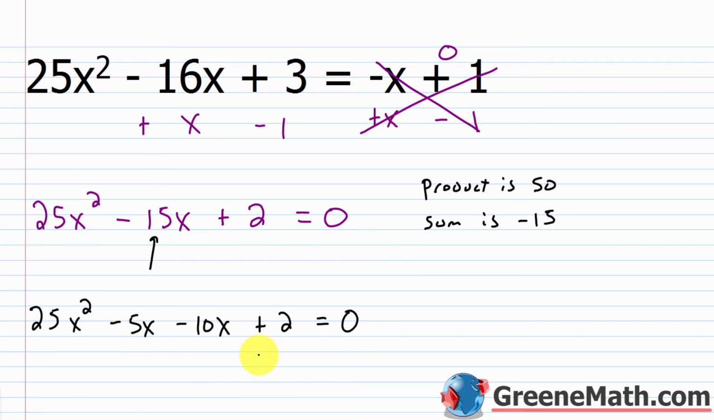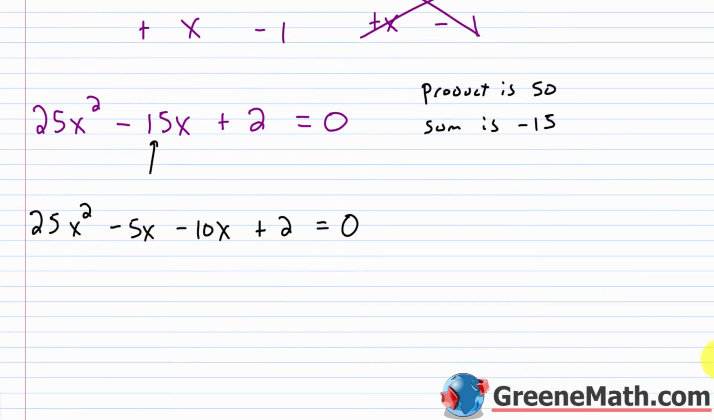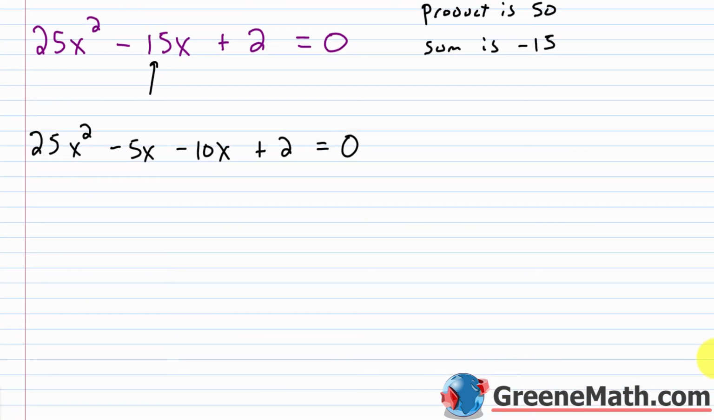So now that I have a 4-term polynomial, I'm going to just factor using grouping. So from the first group, I could pull out a 5x. That would leave me with 5x minus 1. From the second group, because I want to match the signs, I'm going to pull out a negative, and I'm going to be pulling out a negative 2. So minus 2 here, and then we'll have 5x minus 1.